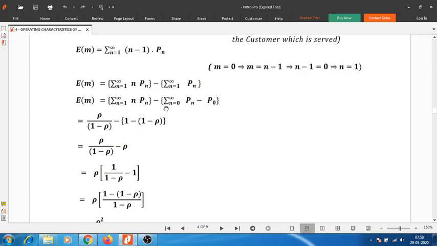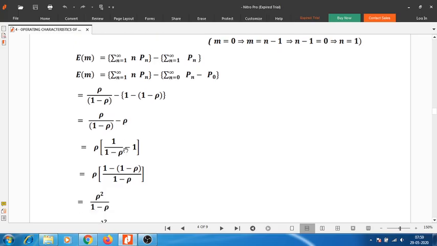Now here the same term stands for summation n is equal to 0 to infinity pn. What is that? It is the probability function. The sum of the probabilities is always 1, minus this p0. What is the p0 here? The initial probability that is already calculated in the previous lecture. That is 1 minus rho. Okay, so the 1 cancels. Now there will be minus rho.